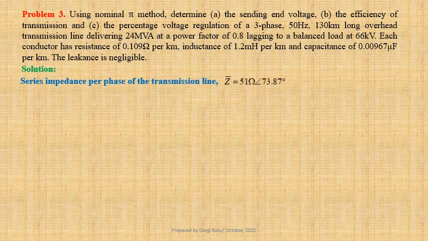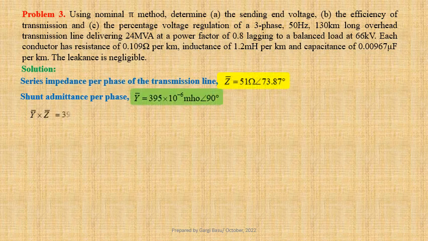We have obtained series impedance per phase of the transmission line Z equals 51 ohm at an angle 73.87 degree, and shunt admittance per phase Y equals 395 into 10 to the power minus 6 mho at an angle 90 degree. Let us now calculate Y into Z. Using values we get 395 into 10 to the power minus 6 at an angle 90 degree into 51 at an angle 73.87 degree.